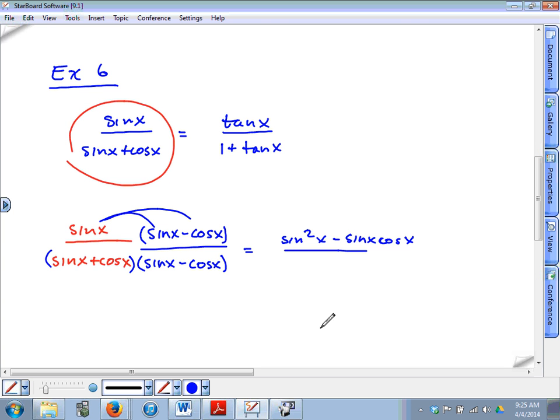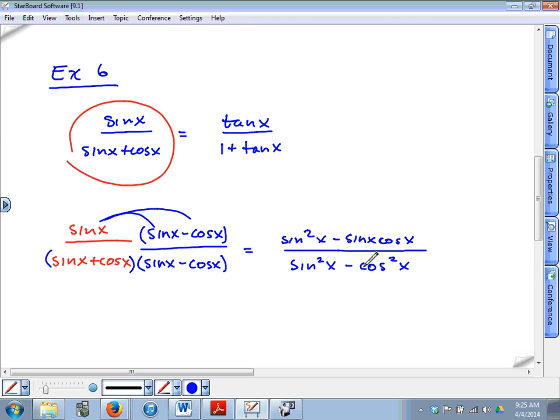Ooh, this is going to get tricky here in the denominator. Whenever you multiply something by its conjugate, you get the difference of the squares of the two terms. So it's going to be sine squared of x minus cosine squared of x. It has to be a single term in the denominator. A lot of students make a mistake.